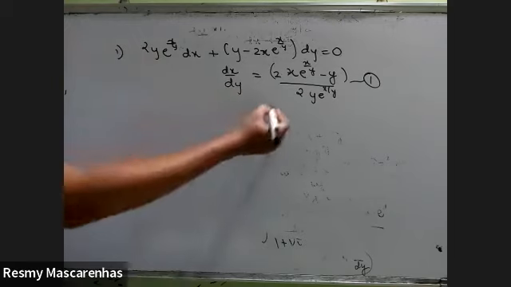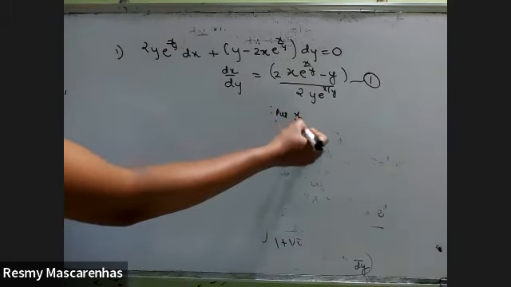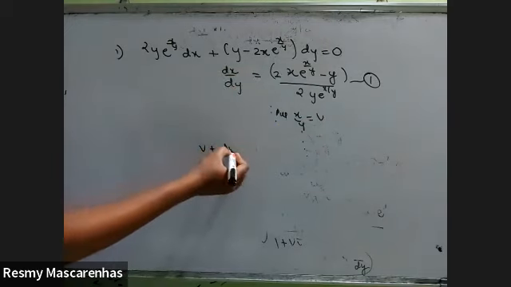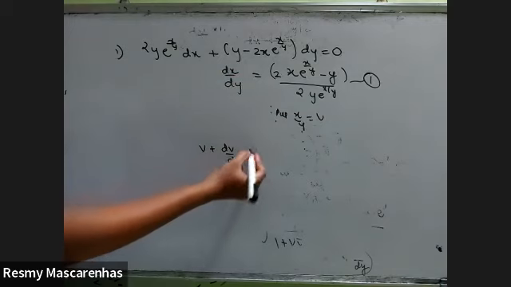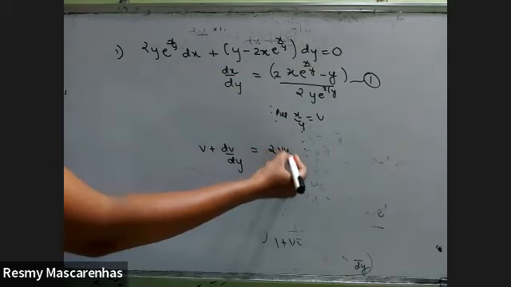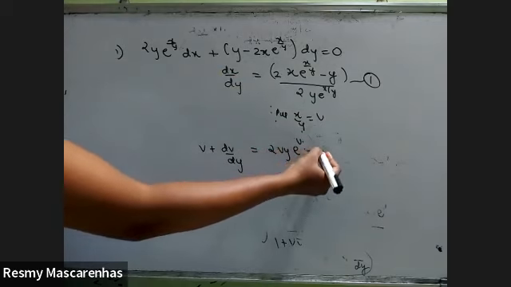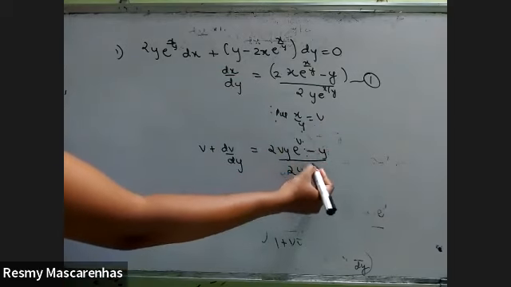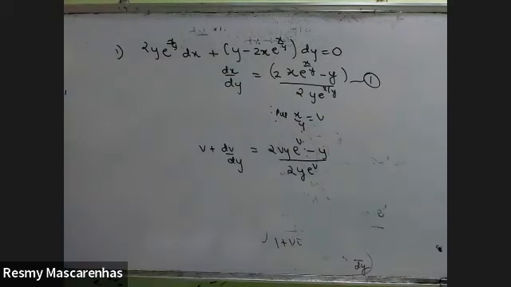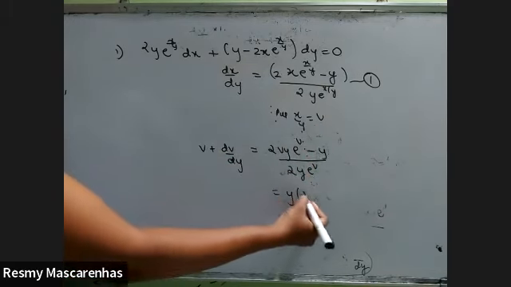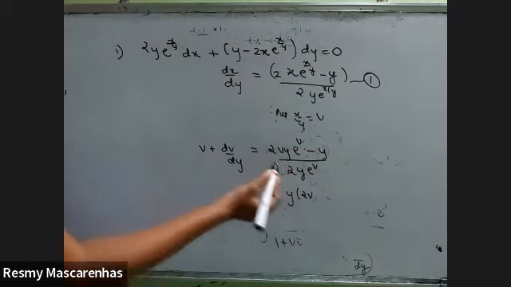Now again we know the substitution: put x upon y is equal to v, the same thing. So dx upon dy was what? v plus y dv upon dy will be equal to 2 v y e raised to v minus y upon 2 y e raised to v. After substitution, just write 2 there at the side. And now after you take y common, you all have no need to write this all over again, you just have to add this 2 there.